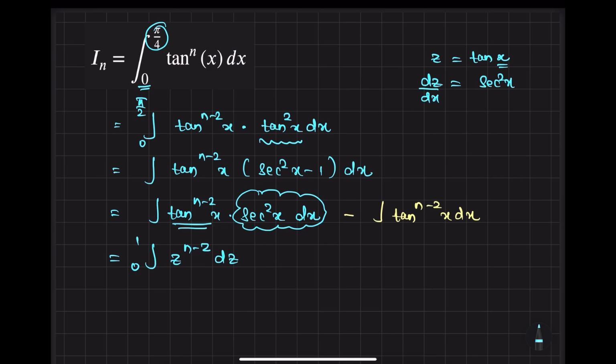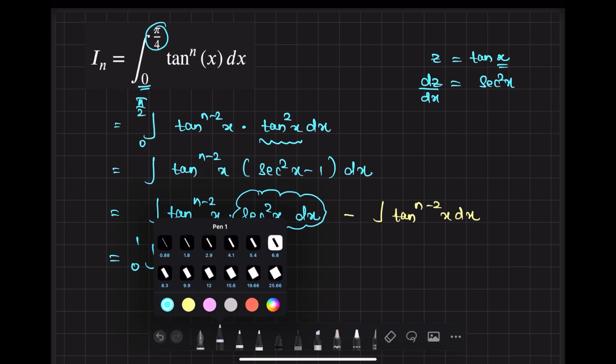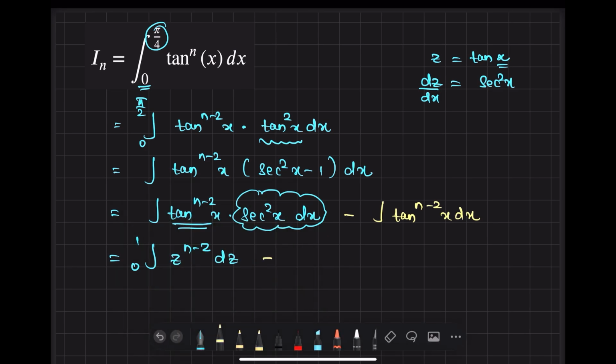1. Okay, and then we have minus of, look, this was I_n if the power was n, so this thing will become I_n. So this thing will become what? I of n minus 2.